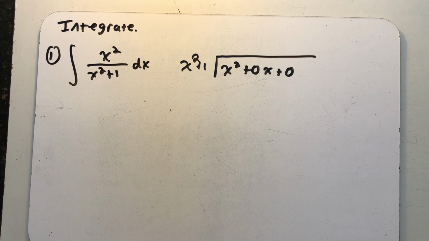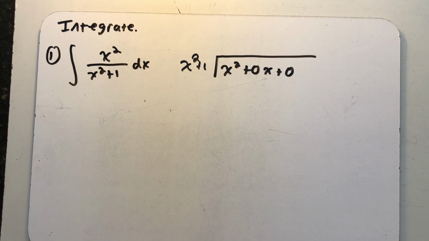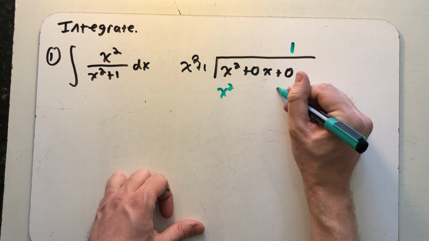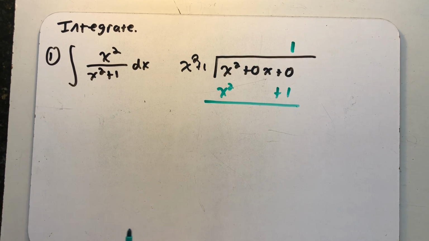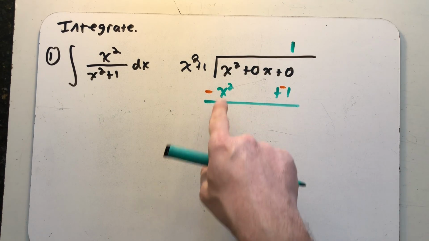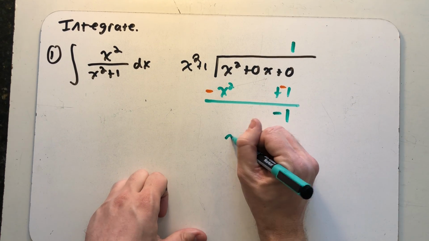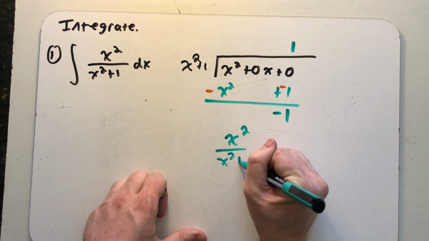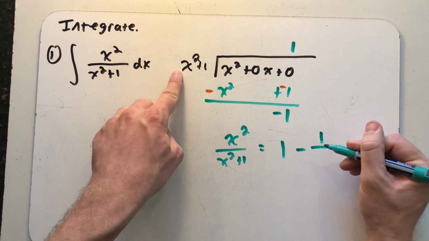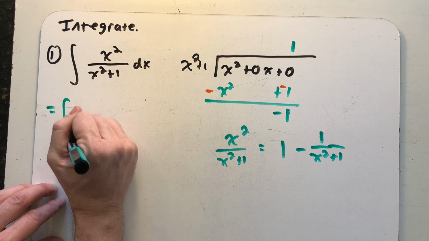So I asked myself, how many times does x squared plus 1 go into x squared plus 0x plus 0 with those placeholders? And it turns out it goes in there exactly 1 time, giving me an x squared and a plus 1. I changed all of my signs to actually subtract when I'm thinking about the long division of two polynomials. Those cancel, I have no x's, and it gives me a remainder of minus 1, telling me that x squared over x squared plus 1 is equal to 1 minus 1 over x squared plus 1, letting me rewrite my integrand.